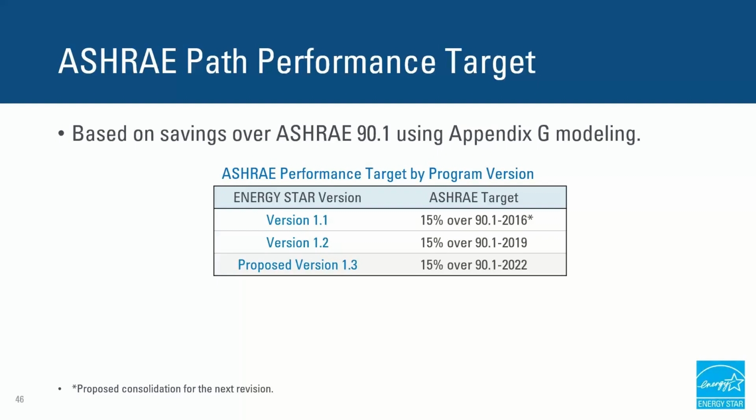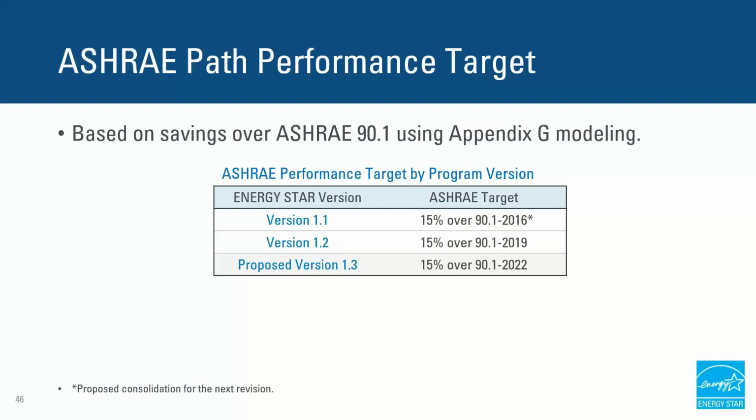So with the variation between the IECC residential chapter and 90.1 in different climate zones and differences in modeling, we've historically set the target to 15% savings over the relevant ASHRAE 90.1. So for version 1.1, the savings was set to 15% over the state commercial code, but we've proposed consolidating that to just 15% over ASHRAE 90.1 2016 in the next revision, as shown here in the table.